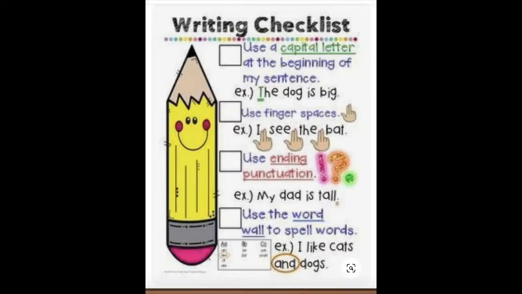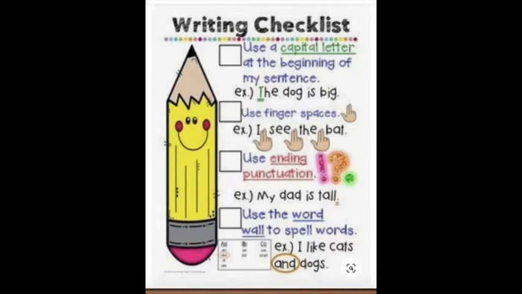So number 1, it says to use a capital letter at the beginning of my sentence. For example, if you look at this sentence, it says, the dog is big. And this writer added a capital T to the beginning of their sentence so they knew that they should start it with a capital letter.